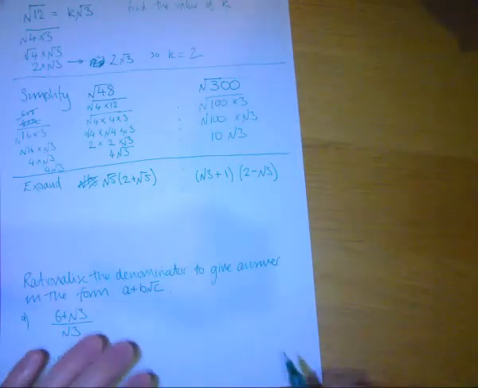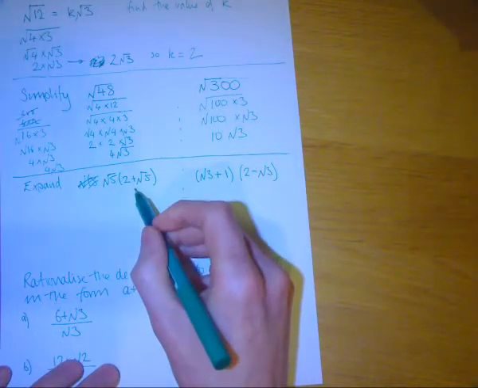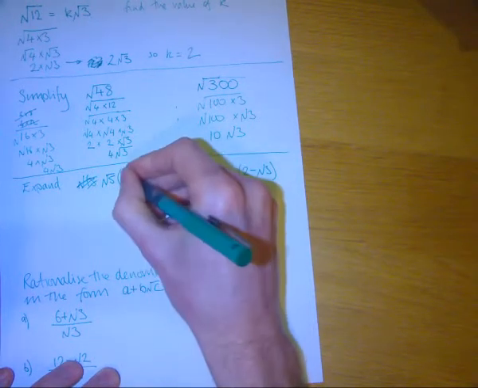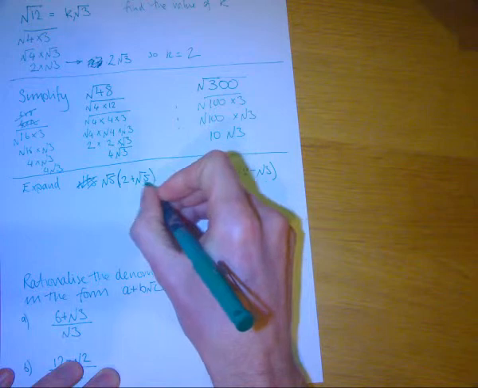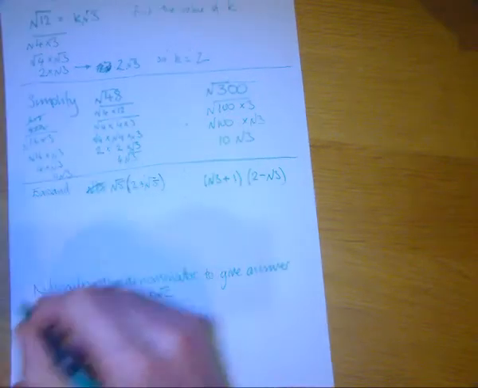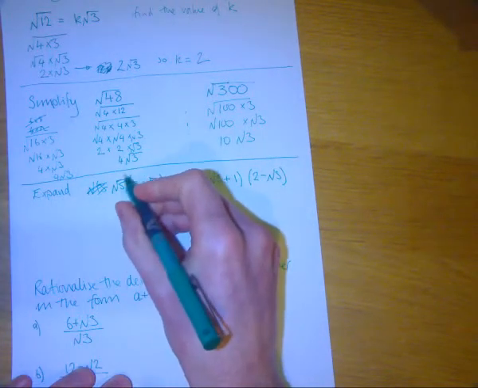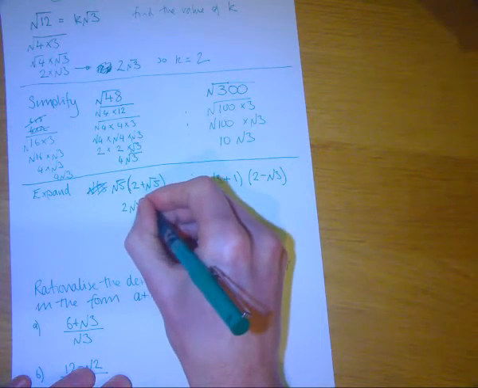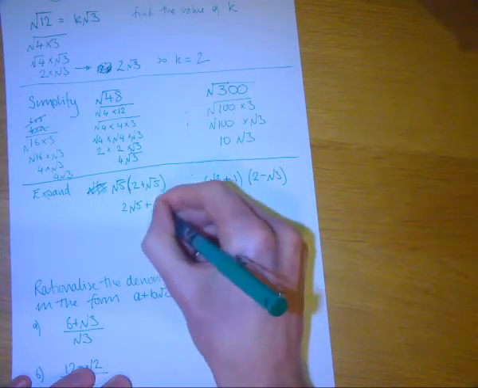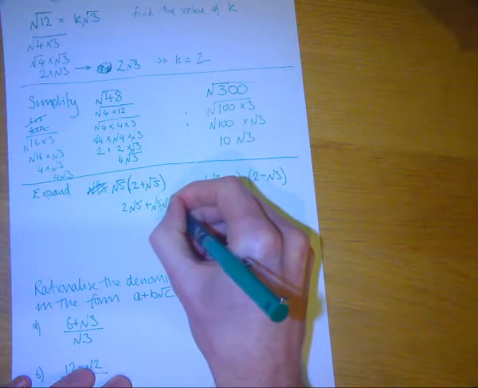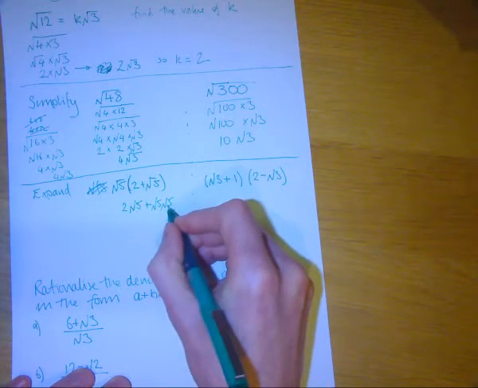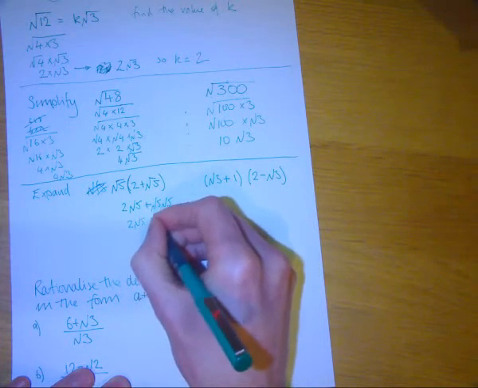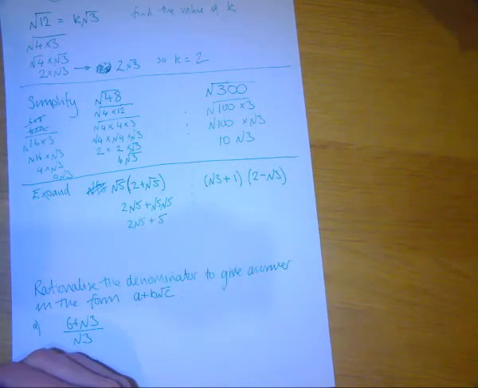Next little bit, you may well be asked to expand this. So that is root 5 times by the bracket 2 plus root 5. I would normally say root 5 times 2 is 2 times the square root of 5, plus root 5 times root 5. Well, root 5 times root 5 is indeed 5. So I've now got 2 root 5 plus 5 as being my answer.